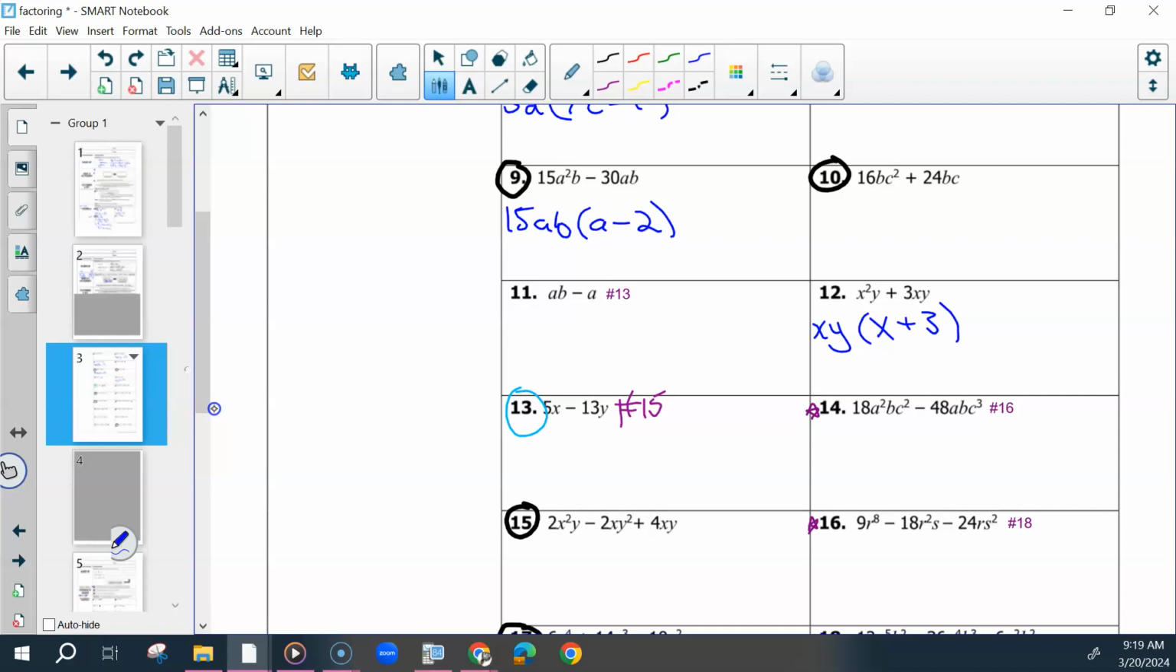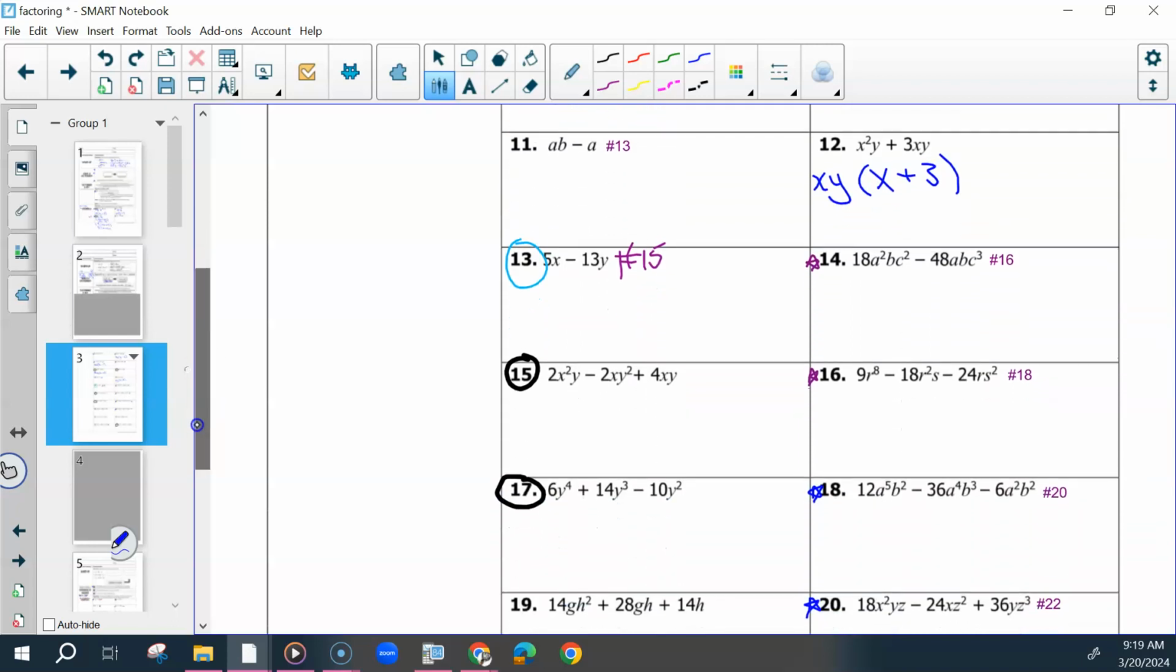Again, the more variables you get, you may want to divide each piece. Write that you're dividing each piece so you can see it, but if you can do it without it, that's also fine. For number 13, what could we divide out of that?